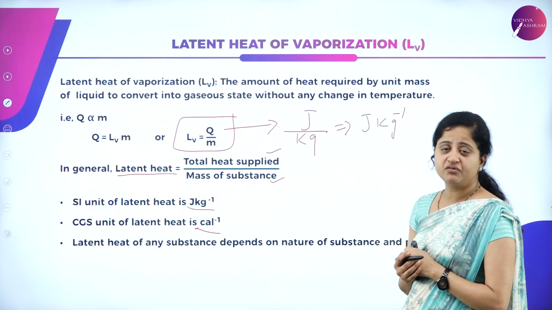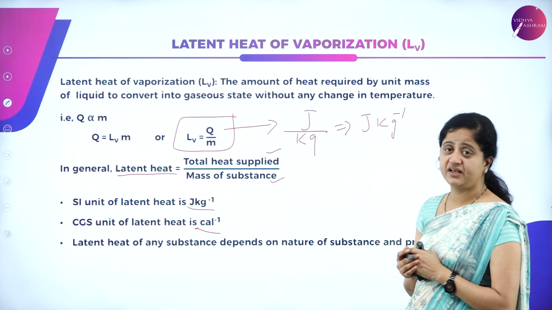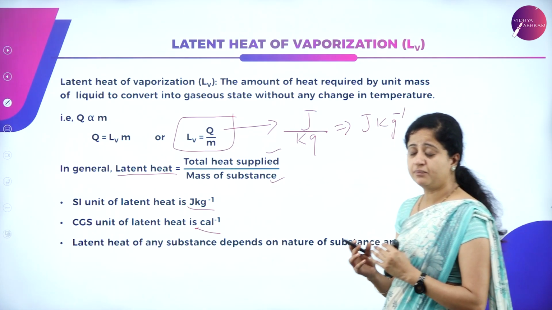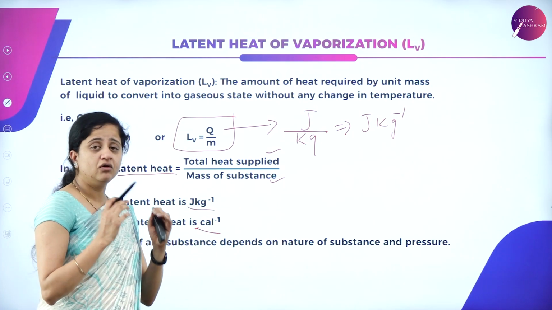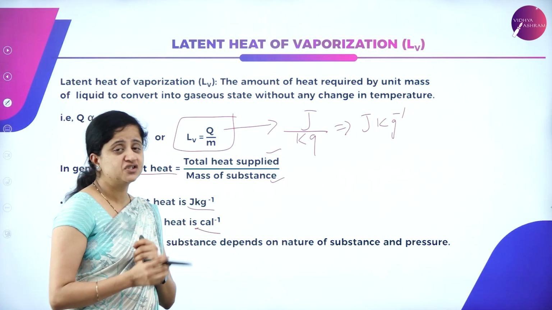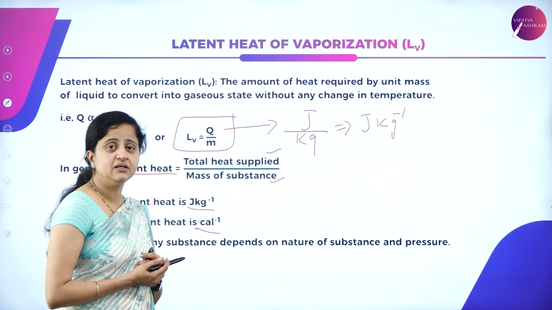So latent heat of any substance depends on the nature of the substance. Depending upon the nature of a substance, the latent heat values vary, and it also depends upon the pressure which is associated with the substance.